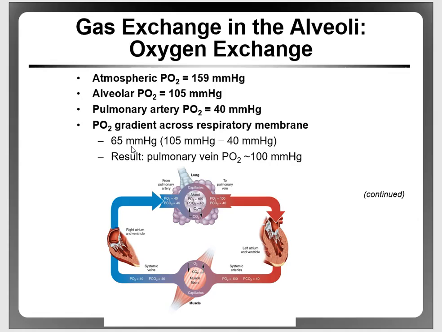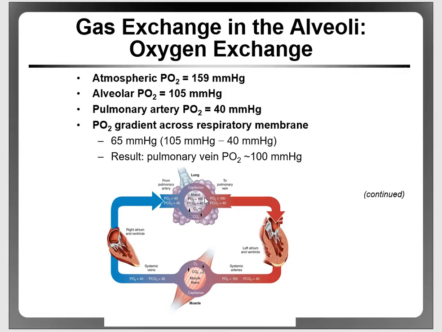So that pressure gradient is going to drive oxygen from its high partial pressure to the low partial pressure. Basically, the oxygen is going to start moving into the capillaries, from high partial pressure to low partial pressure. The partial pressure of oxygen in the alveoli is always going to pretty much stay constant. It's always going to be about 105 millimeters of mercury.